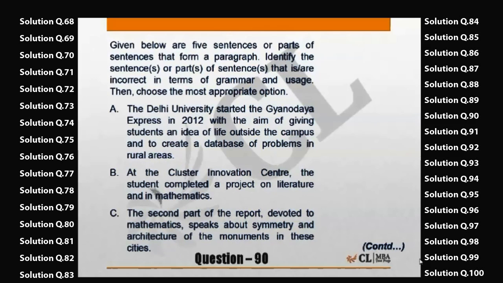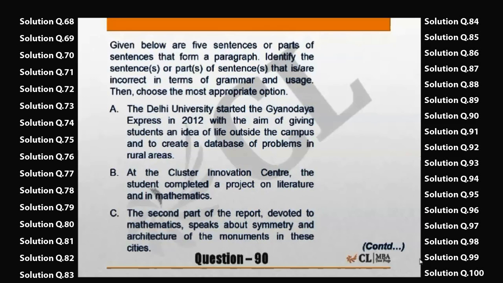Why is sentence A incorrect? Because of an error in parallel construction. You must know about parallelism. The sentence should be corrected to: Delhi University started the Gyanodaya Express in 2012 with the aim of giving students an idea of life outside the campus and of creating a database of problems in rural areas. Since it says of giving, the other verb form also should be parallel and should be of creating. So this is why sentence A is incorrect. That's the change in sentence A.